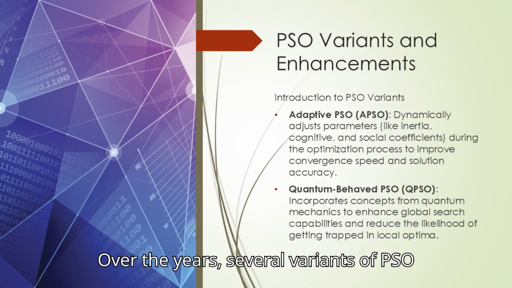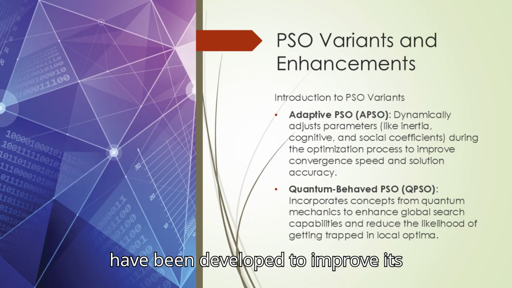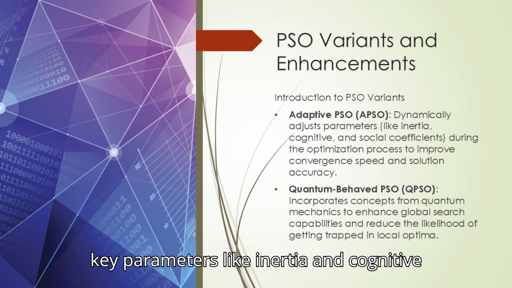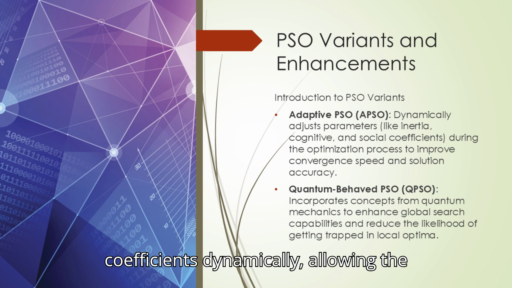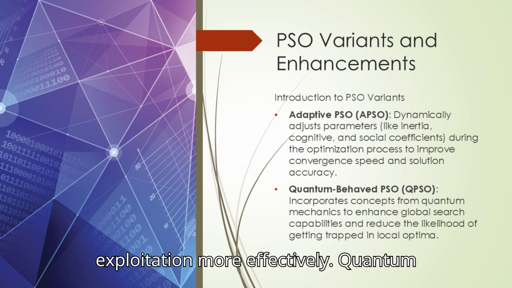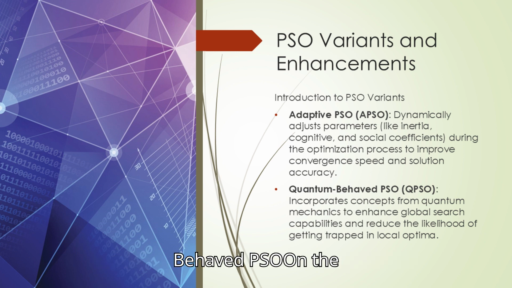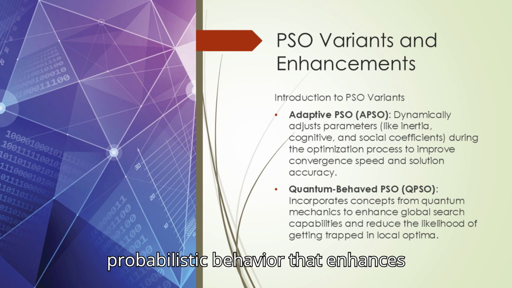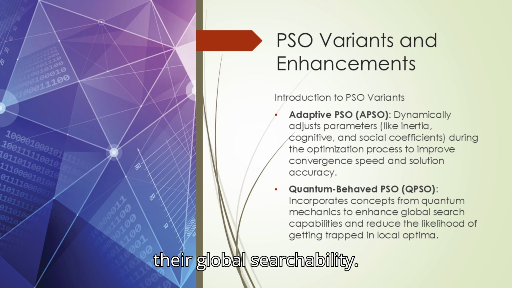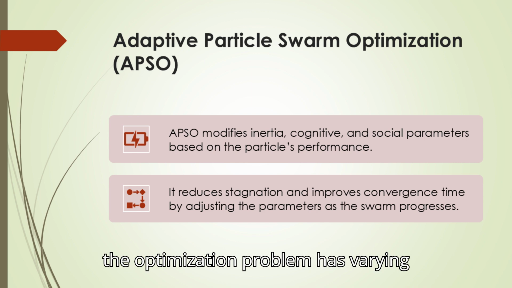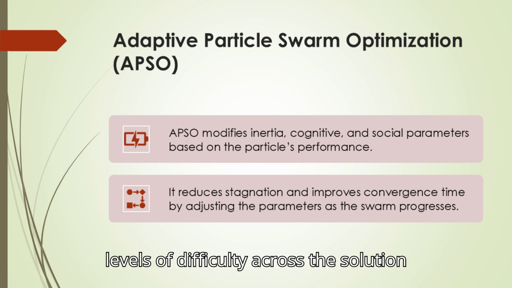Over the years, several variants of PSO have been developed to improve its performance in various optimization problems. Adaptive PSO, APSO, modifies key parameters like inertia and cognitive coefficients dynamically, allowing the algorithm to balance exploration and exploitation more effectively. Quantum-behaved PSO, QPSO, on the other hand, is inspired by quantum mechanics, giving particles a probabilistic behavior that enhances their global searchability.